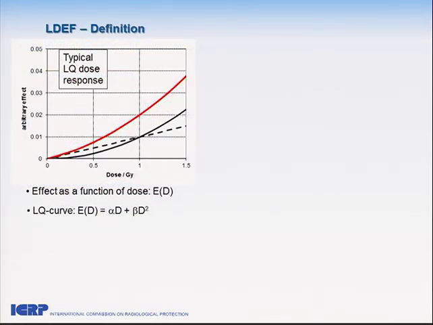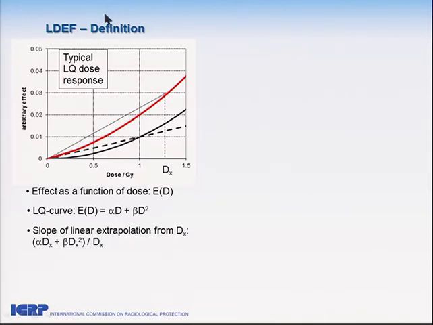Just to remind you on the definitions, Julian has already shown that the LDEF you can define, for example, if you start with a linear quadratic dose curve here, alpha d plus beta d squared, a linear term and a linear quadratic term. And then if you, for a certain dose dx, calculate the slope of this line here, it's just alpha dx plus beta dx squared divided by dx. And then if you compare that to the slope of the initial curve, then you get the LDEF.